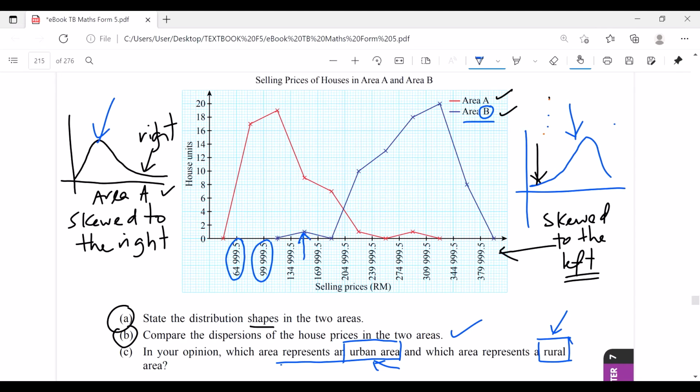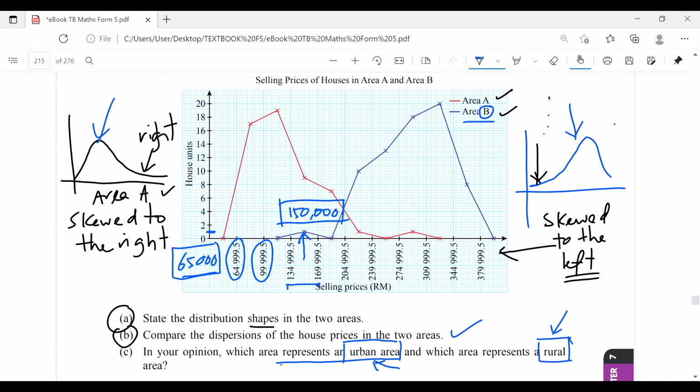But for area B, the lowest price starts here, right? How many buyers here? Maybe only one, if you see the scale. Between this price, like 150,000, the lowest selling price is 150,000, while this one is approximately 65,000. So most of the prices of the houses in area A are lower than area B.